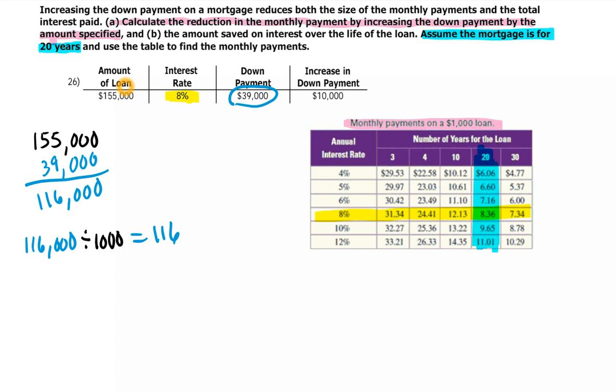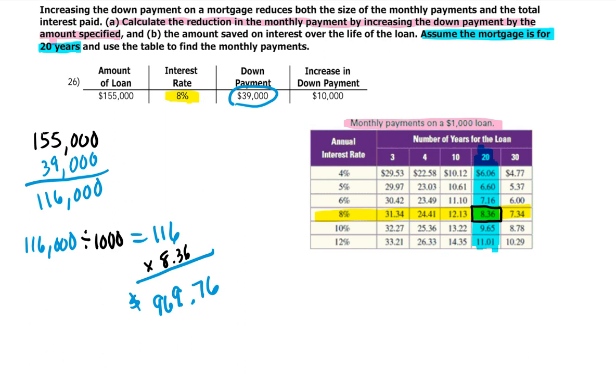And oh, look at that. When I intersected the yellow and the blue, I got green. Nice. That is the dollar amount. It's going to cost you $8.36 every month for every $1,000 you borrow. So you have to take the 116 and multiply it times 8.36, and that'll give you your monthly payment. All right, so that monthly payment will be $969.76. All right, that's for the first one.